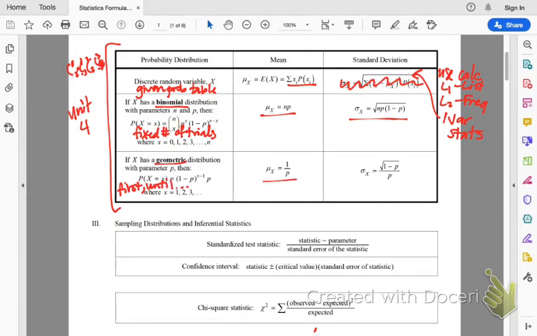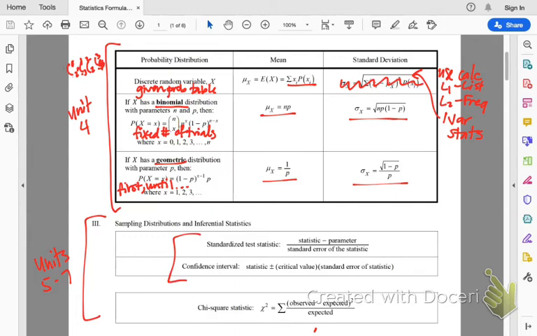Mean is 1 over p, and standard deviation is the square root of 1 minus p over p. These are new this year, and they did not have those last year. So, fun fact. And then we get into part 3 of the formula chart, and that is units 5 through 7, which is all inferential statistics.